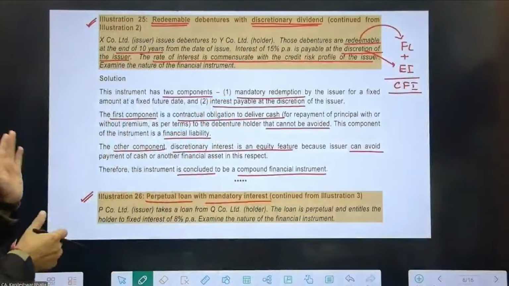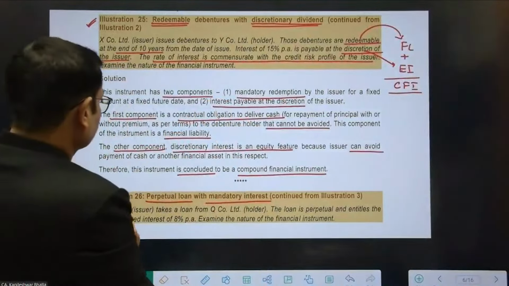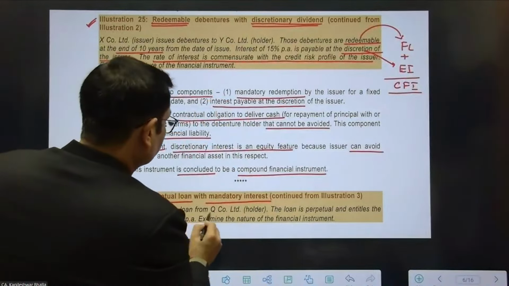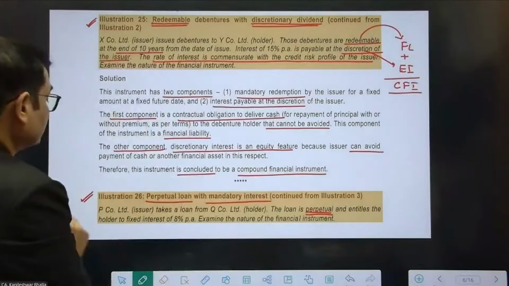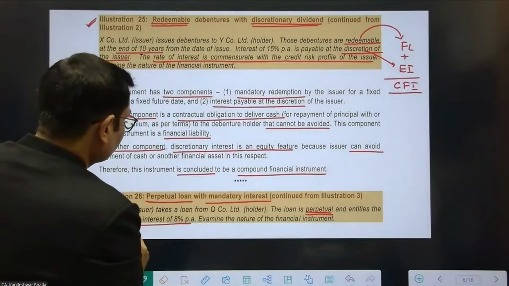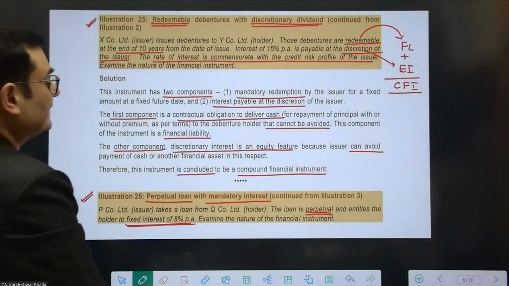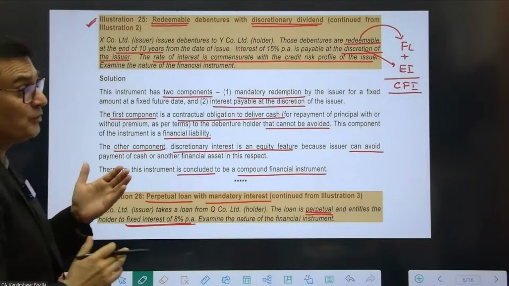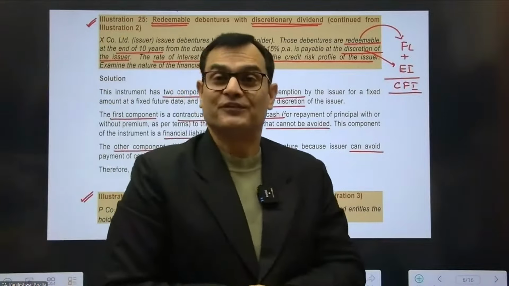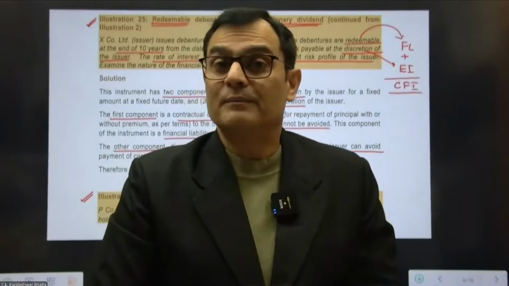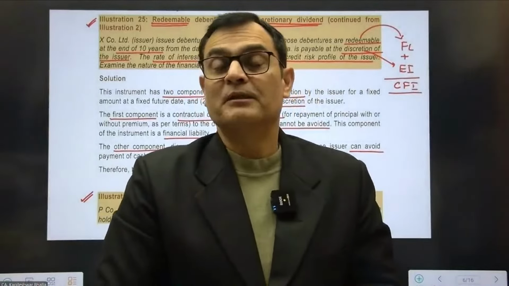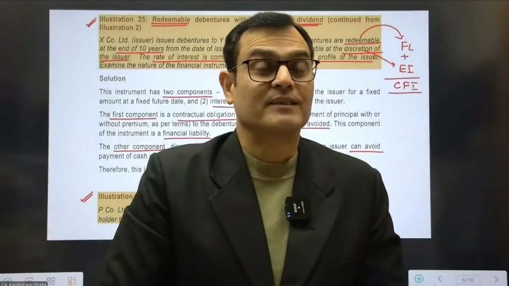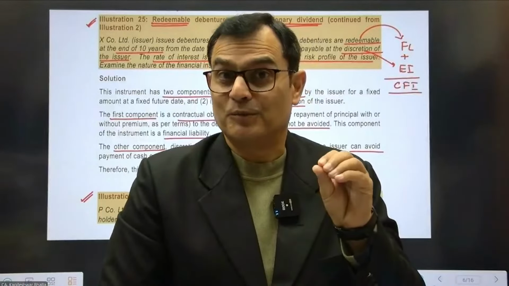Yes. Let's still read. It says the company P takes a loan from Q. The loan is perpetual and entitles the holder to a fixed rate of 8% per annum. Examine the nature of the instrument. Now, I want to spend some good time on this. What I'm about to discuss could be a little disturbing, but you're going to get a couple of answers at this stage. So the next 5-7 minutes is going to be crucial.